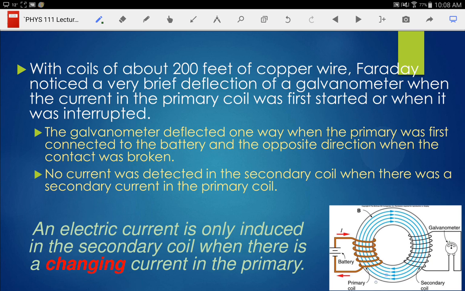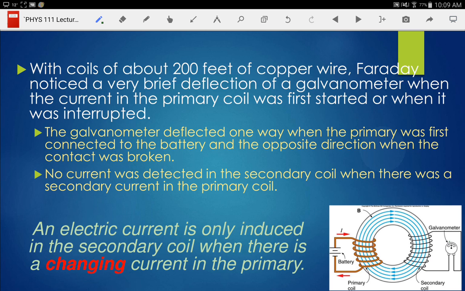So this is a transformer, plain and true. You don't ever use them with batteries. You don't use them with batteries because you only have a reaction when you connect and when you disconnect, and not while the current is continuously flowing.